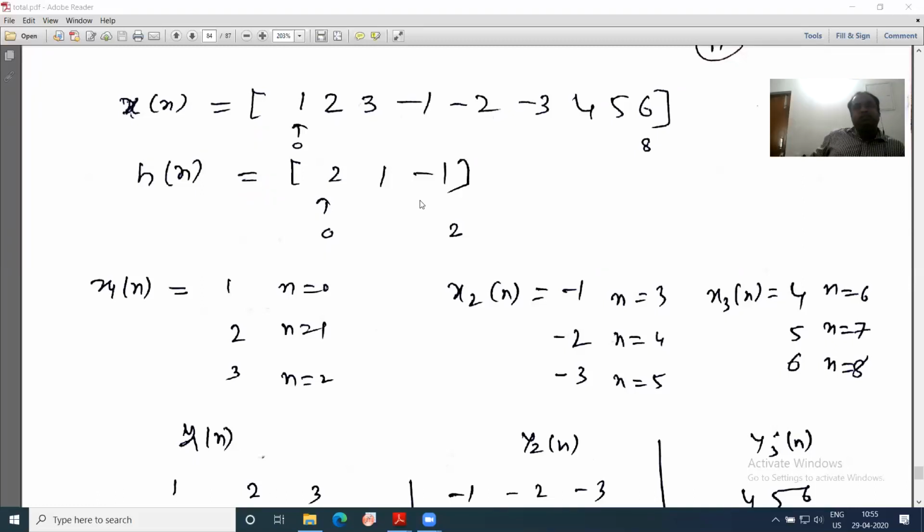Actually, in the solution there are 4 answers. One is m times n2 minus 1, m minus 1 times n2 minus 1, m minus 2 times n2 minus 1, m minus 3 times n2 minus 1. So the final answer is the number of sections minus 1 into the length of the impulse response minus 1. So it will be m minus 1 into n2 minus 1. Agreed? Everybody understood the solution?